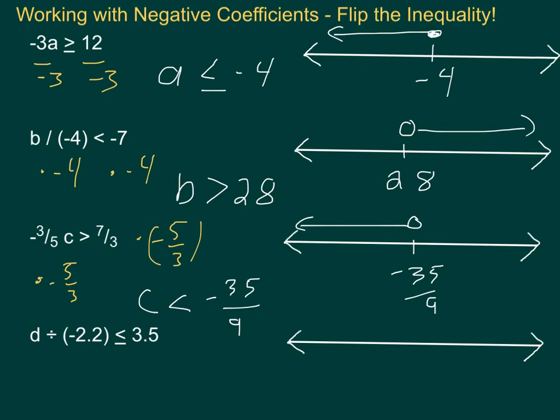Same thing with the last example. I'm going to do d divided by negative 2.2 is less than or equal to 3.5. I'm going to take care of that by multiplying each side by negative 2.2.